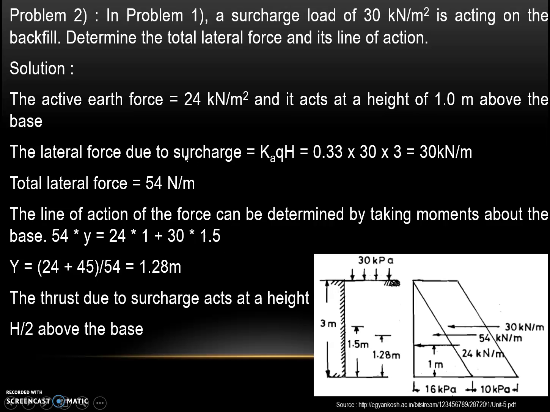So now we have found out the total lateral force, which is 54 kN per meter, and it is acting at 1.28 meter from the base of the wall. That is the line of action which we had to find.